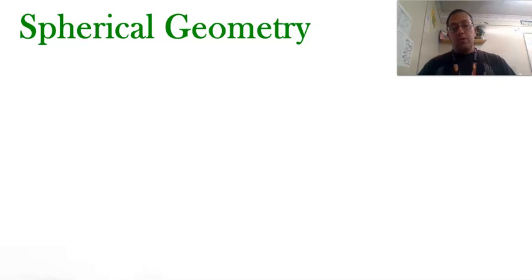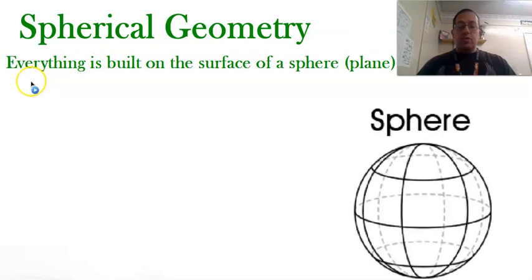In spherical geometry, we have a totally different base assumption. Instead of assuming that everything is built on a flat surface, which we call a plane, in spherical geometry we will assume that everything is built on the surface of a sphere, which they call a plane. All right? This is the spherical geometry's version of a plane. They say, well, it's not flat. A plane is the surface of a sphere.